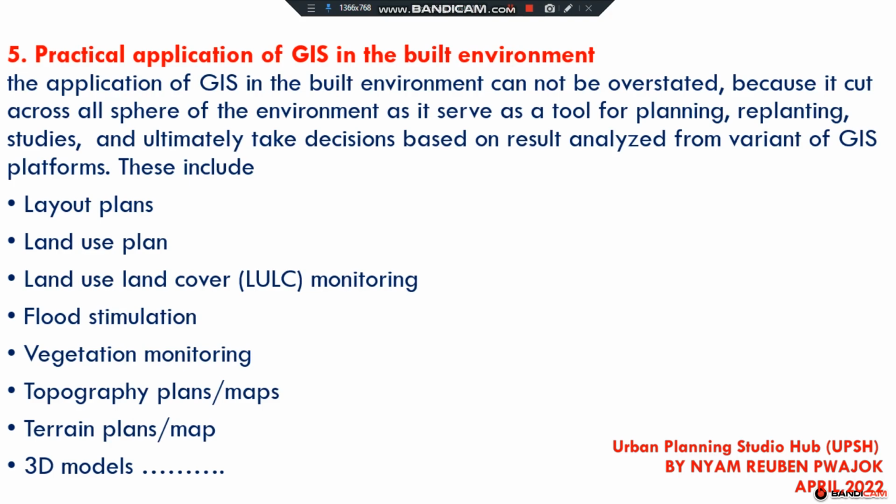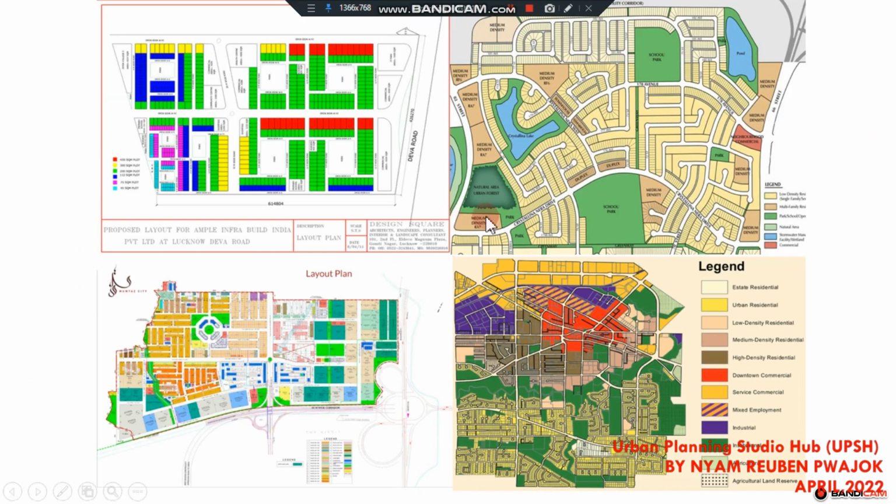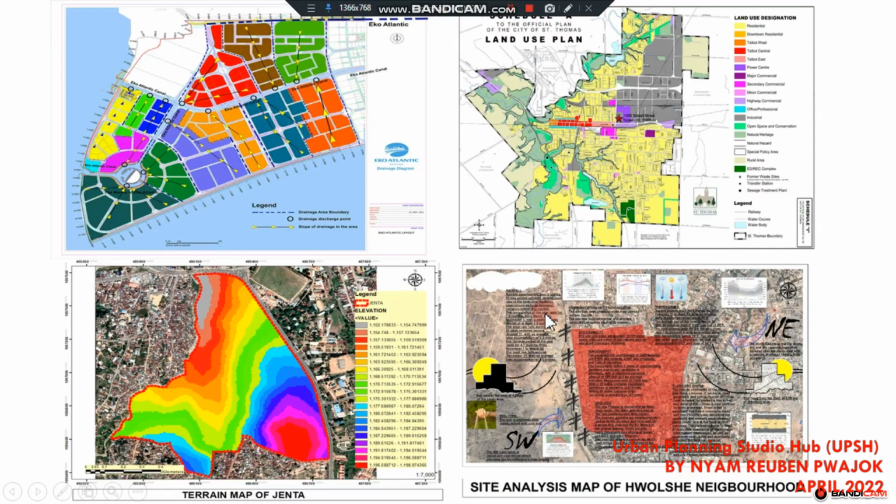There are a whole lot of other applications of GIS. Here you can see at my top left, these are layouts. These are layout plans that GIS was used to create. You can also have land use maps. This is a terrain map of a study area called Genta in my state here. You can also develop your site analysis map. You can see them here. This is an image of Eco Atlantic. I'm trying to show some studies about drainage pattern. You can actually do a whole lot of work. So that would be that for GIS fundamentals.